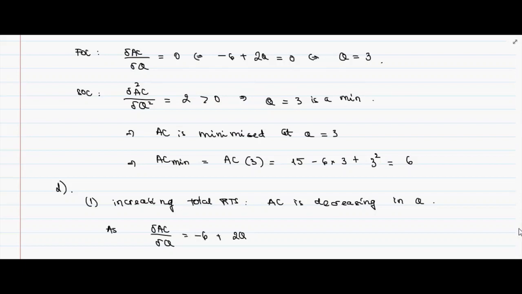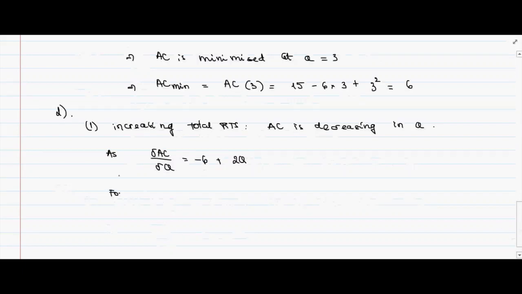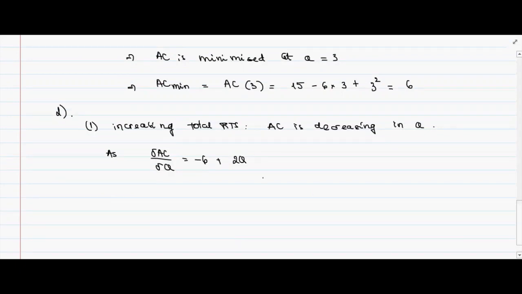Okay, and we want average cost to be decreasing in Q, which basically means that we want the derivative of average cost with respect to Q to be smaller than 0. Okay, so we want the average cost to be decreasing. It means whenever quantity is higher, average cost is lower. So we want this to be smaller than 0. Then solving this inequality, I get 2Q smaller than 6, and therefore Q smaller than 3. So for any Q smaller than 3, average cost is going to be decreasing in quantity, and therefore we have an increasing total return to scale.